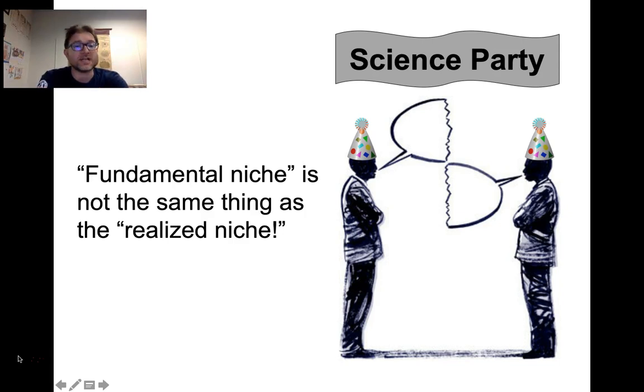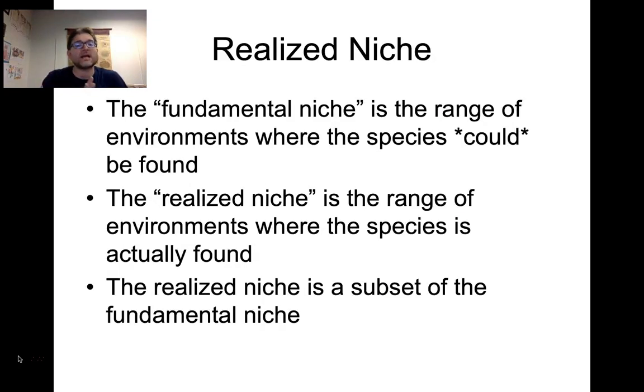A fundamental niche is not the same thing as a realized niche. If you're talking with somebody in science and they're talking about a niche, you need to find out if they're talking about a realized niche or a fundamental niche. So make a note of that. The realized niche is the range of environments where the species is actually found. And again, this could be a narrower range of environments.